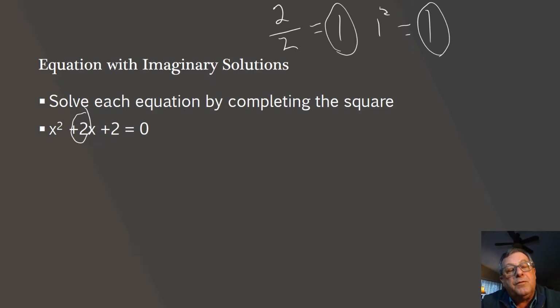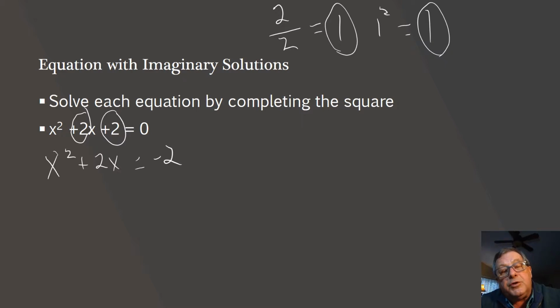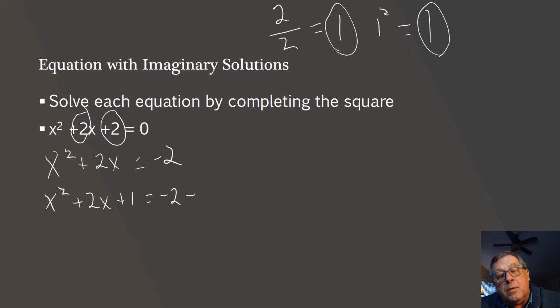Now, let's proceed as we've been doing. We're first going to move this constant term, this plus 2, across the equality. In other words, we're going to subtract from both sides. And so we'll have x squared plus 2x is now equal to negative 2. And we're going to complete the square by adding 1 to both sides. So we got x squared plus 2x plus 1 equals negative 2 plus 1. What we do to one side of the equation, we must do to the other.